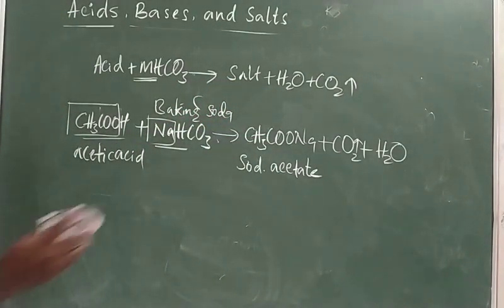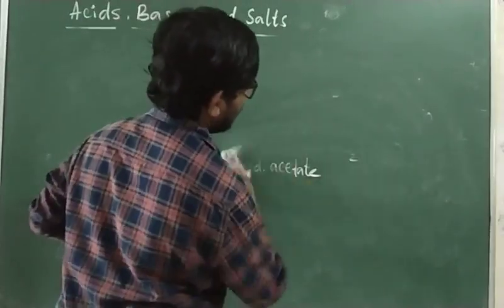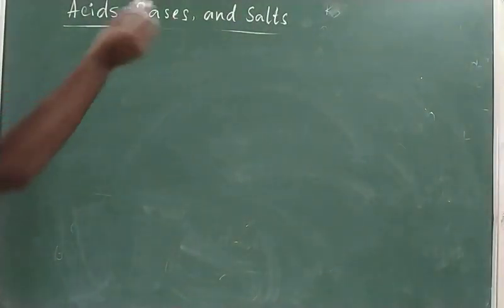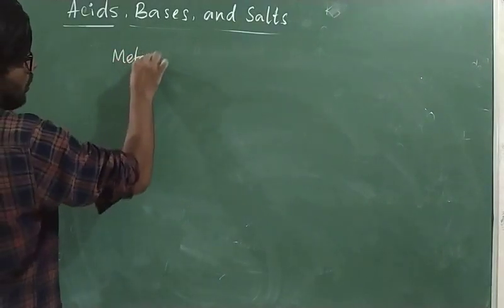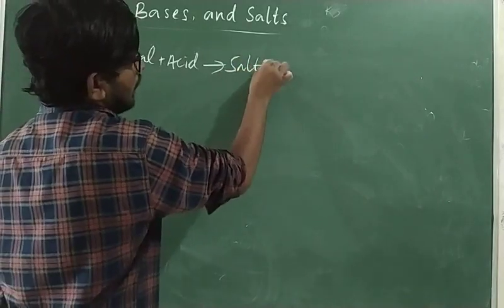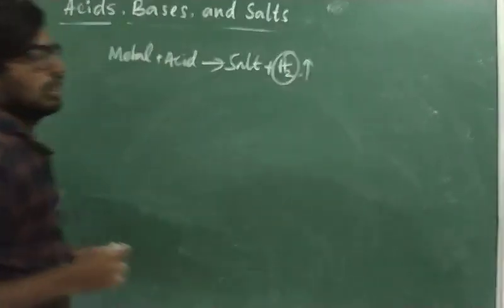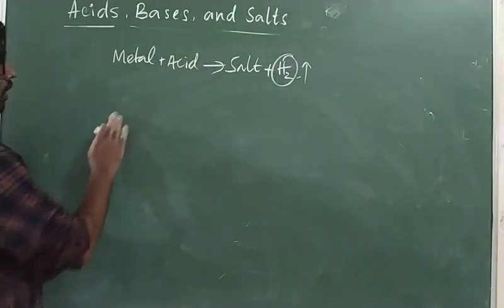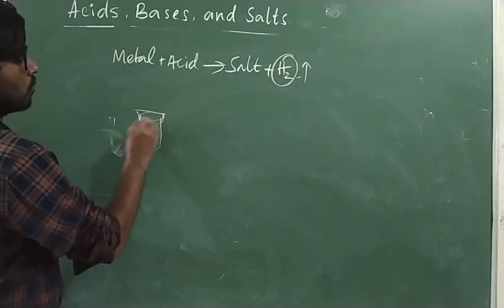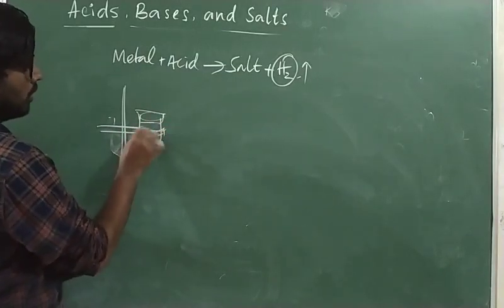Okay, the next one is acid plus bases. What is going to happen? Before that, I forgot to explain metal plus acid. What do they form? They form salt and hydrogen gas. So how are we going to confirm hydrogen gas here? We take a reaction mixture in the test tube and enclose it.